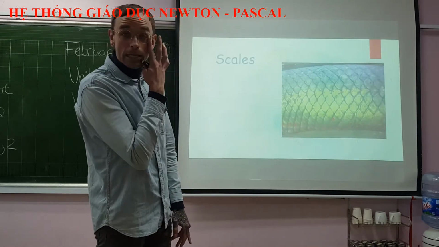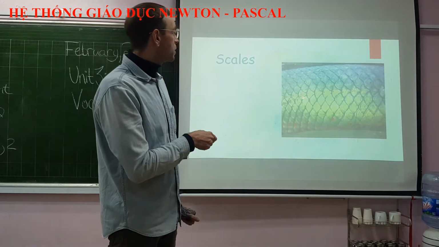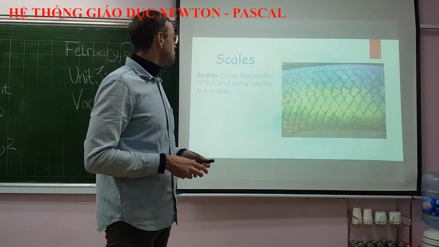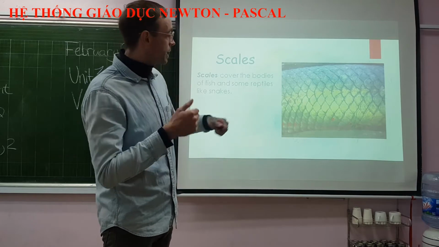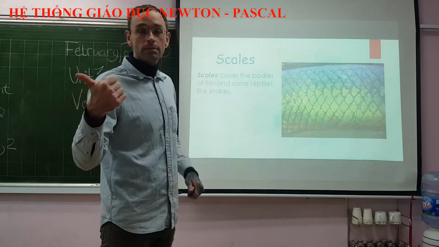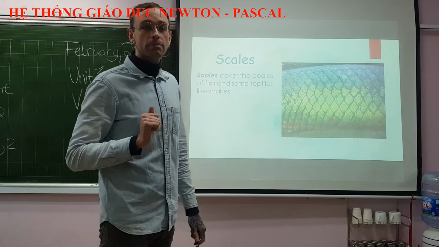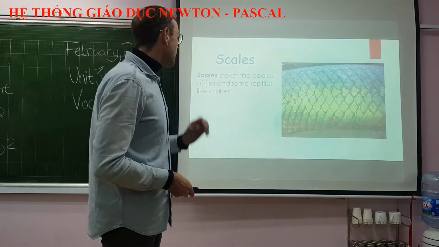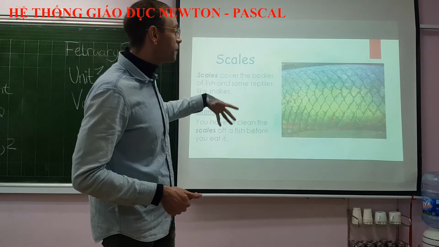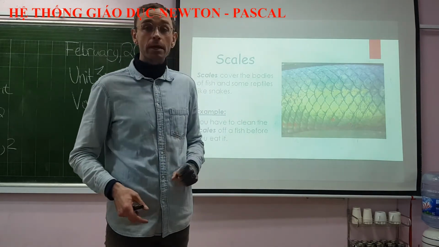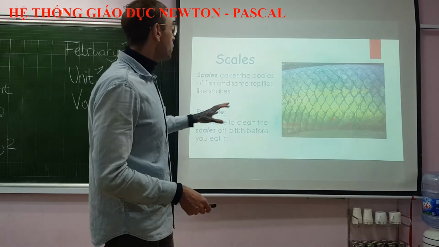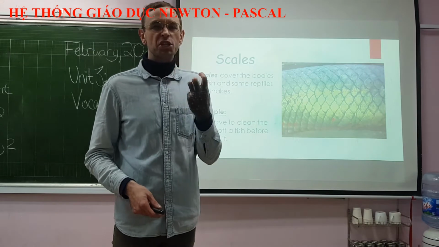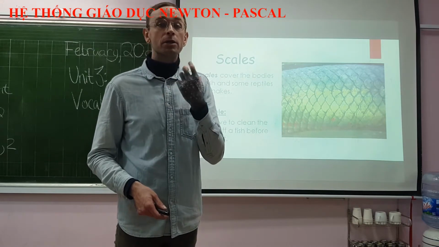And scales. Here we see a picture of some scales on a snake. Scales cover the bodies of fish and some reptiles like this snake here. So, feathers cover the body of birds, fur covers the body of mammals, and scales cover the body of fish. And you have to clean the scales off of the fish, meaning you have to remove them from the fish's body before you eat the fish, because they are hard, they're sharp, they're not good to put in your mouth, and they're not good to eat.